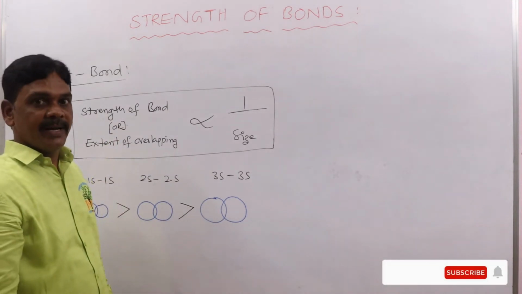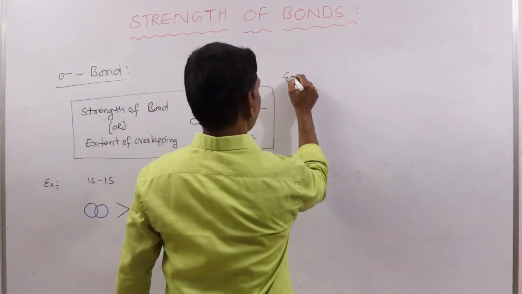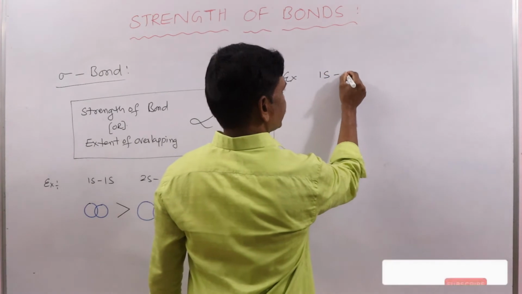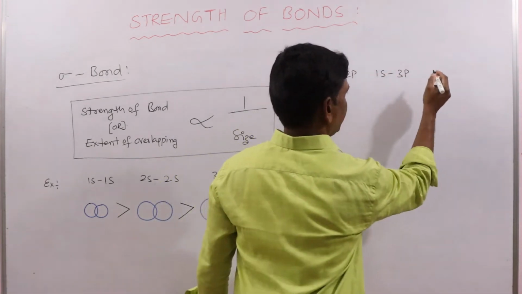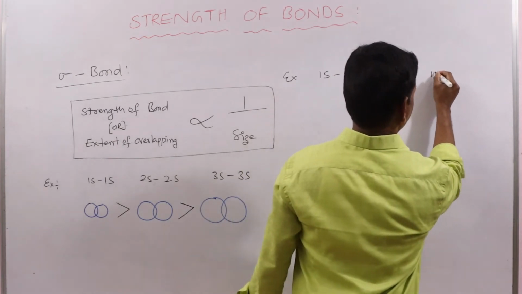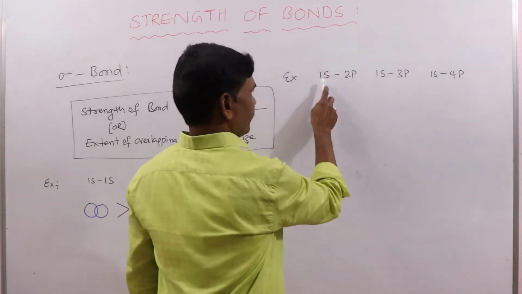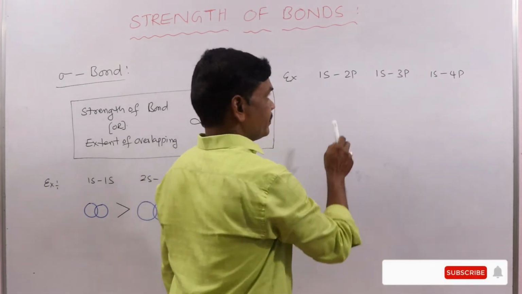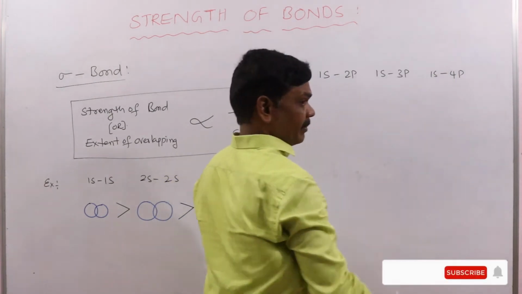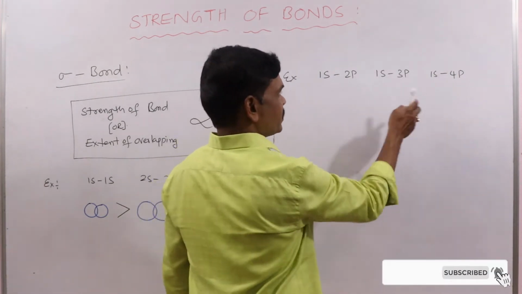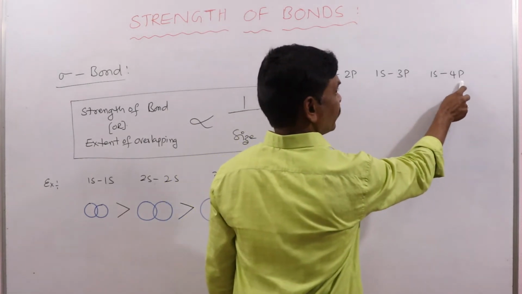Say for example, another example: 1s 2p, 1s 3p, and 1s 4p. In this case 1s is the same. Here it is 2p orbital, 3p orbital and 4p orbital. The difference here is what? Second energy level, third energy level, fourth energy level.